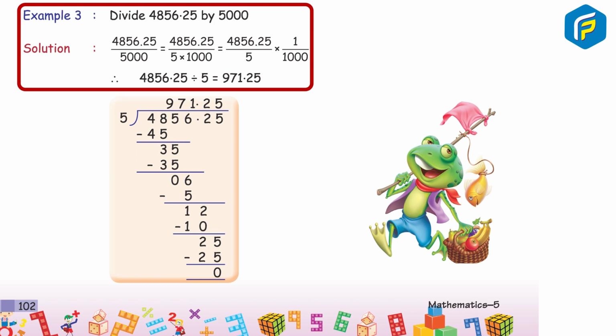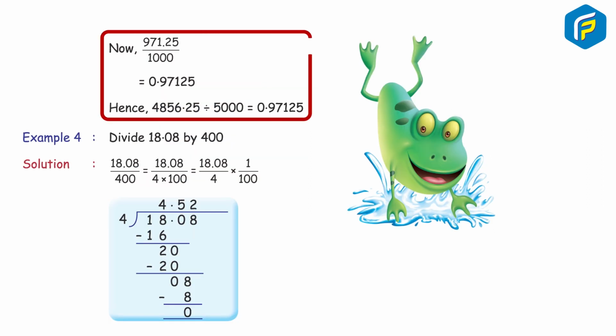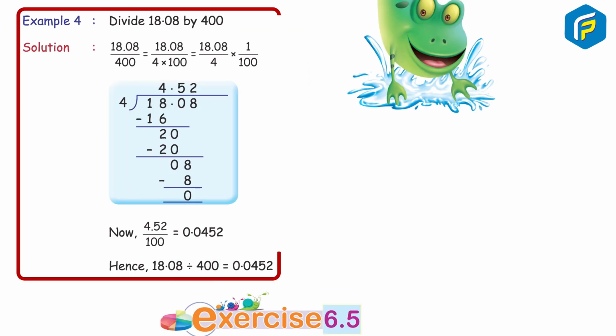Example 3. Divide 4856.25 by 5000. Solution: 4856.25 upon 5000 equals 4856.25 upon 5 into 1000, which equals 4856.25 upon 5 into 1 upon 1000. 4856.25 divided by 5 equals 971.25. Now 971.25 upon 1000 equals 0.97125. Hence 4856.25 divided by 5000 equals 0.97125.